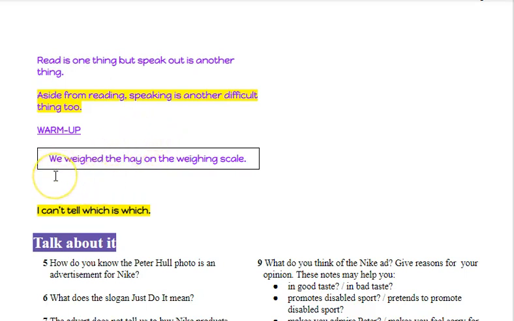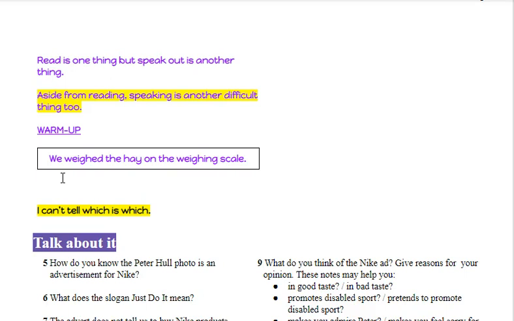Okay, so maybe like an old woman. Old woman. Yeah. We weigh the hay on the weighing scale. We weigh, like your grandmom. Yeah, no, that's really difficult. I think their voice is always shaking.